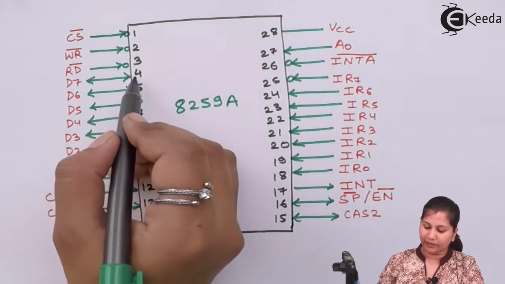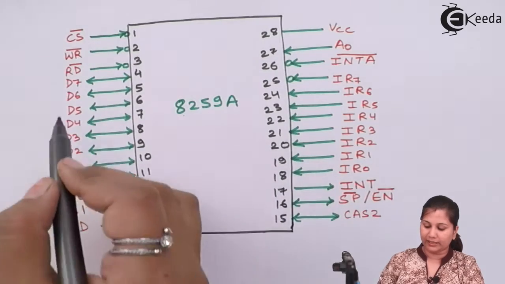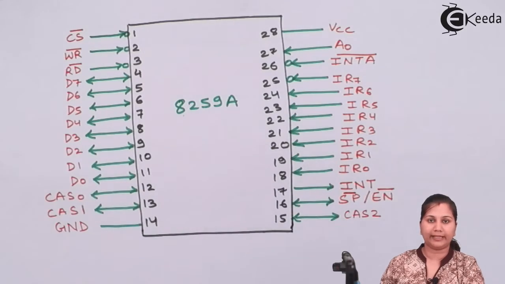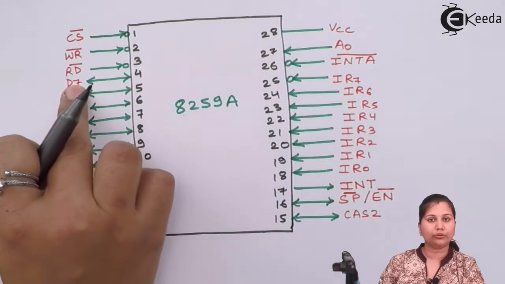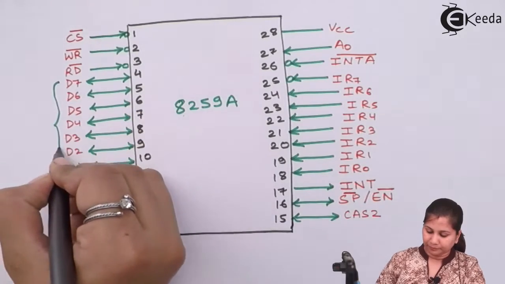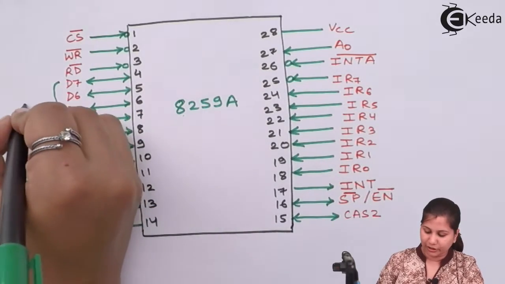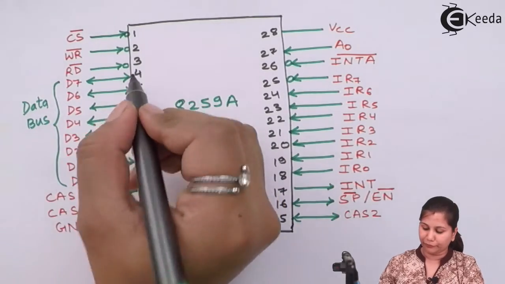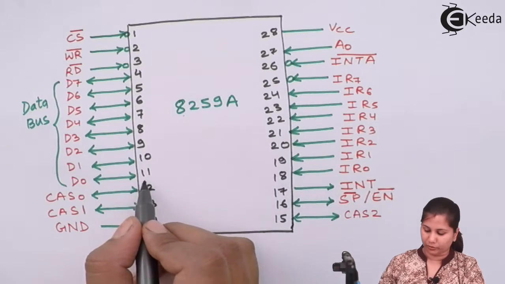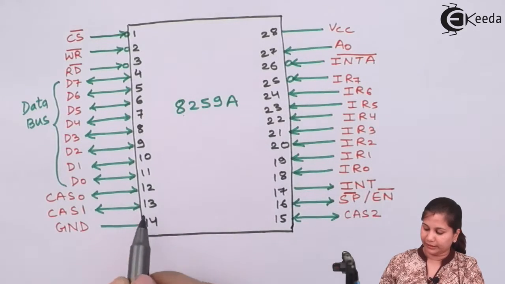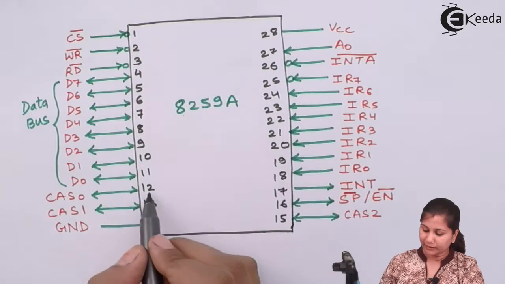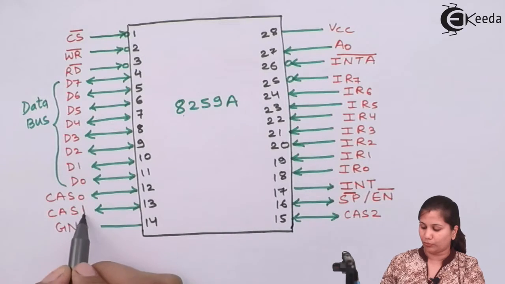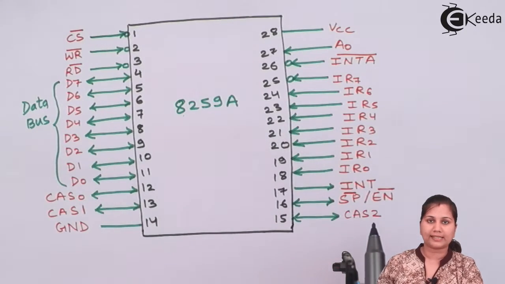Then we have the bidirectional arrows. These show that this is the 8-bit bidirectional data bus, from D0 to D7. That is why the arrows are in both directions, from pin number 4 to pin number 11. Now pin number 12, 13 and pin number 15: these three pins are the cascade lines CAS 0, 1 and 2. So there are three cascade lines.